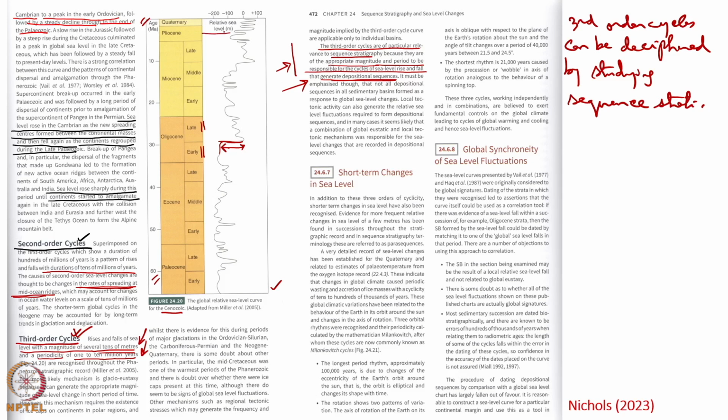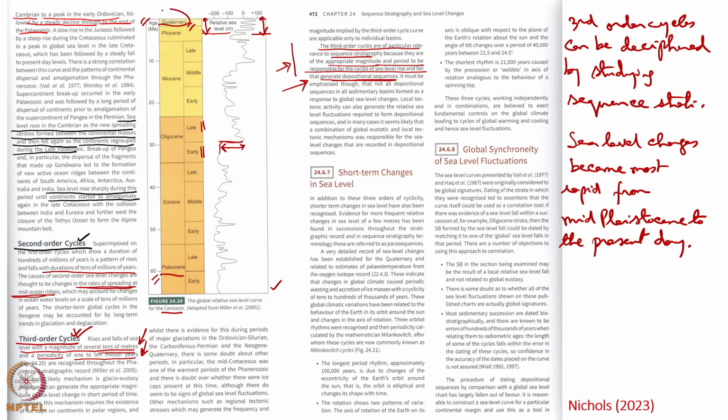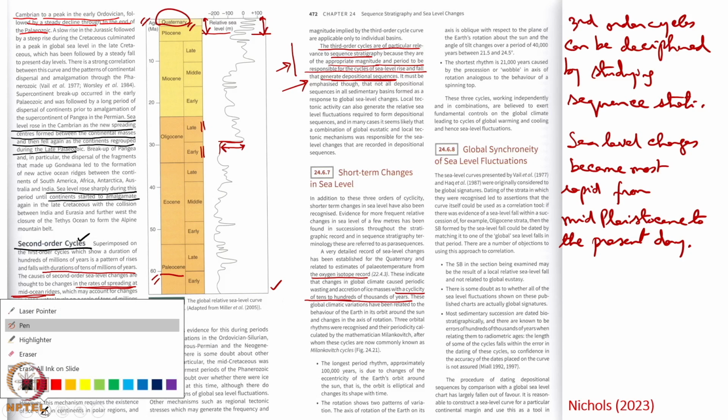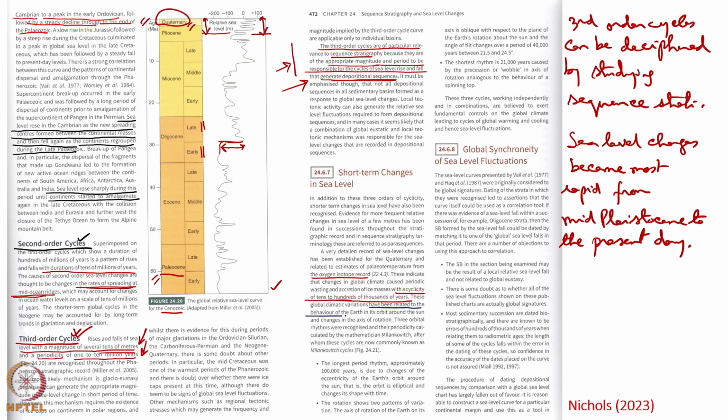From around the mid Pleistocene and in the Quaternary, the sea level fluctuations have become more rapid. In fact, it is most rapid when we compare from Paleocene to Quaternary. During the Quaternary, the sea level change detail has been studied through the oxygen isotope record, and here cyclicity of tens to hundreds of thousands of years has been noted. Now, these global climatic variations have been related to the behavior of the earth and its orbit around the sun and changes in the axis of rotation.